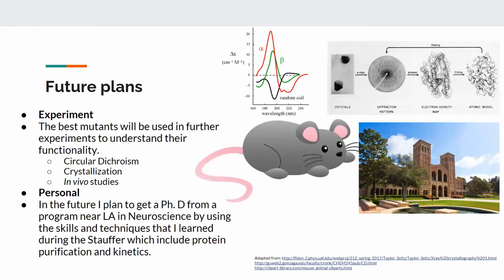And so for future plans for the experiment, the best mutant, the one that I showed before, would have further experiments for their functionality. Circular dichroism is the first graph shown at the top, which just shows if it folded correctly and if it's the right shape or if something happened along the purification process. And then crystallization, as well as in vivo studies. The crystallization, and then the mouse is shown for in vivo.